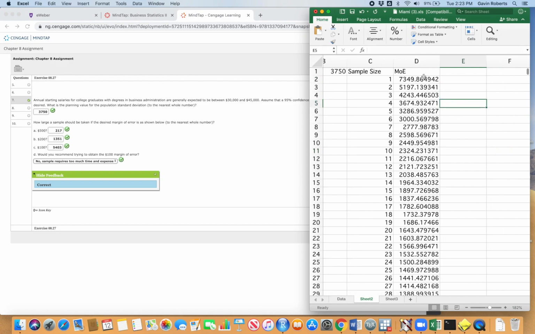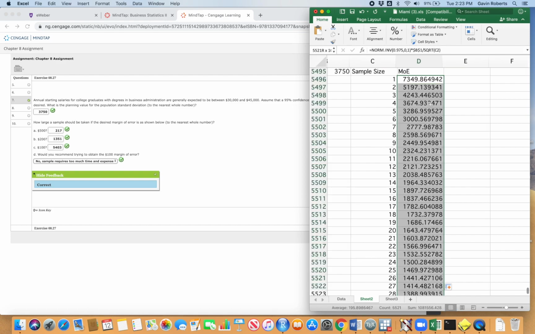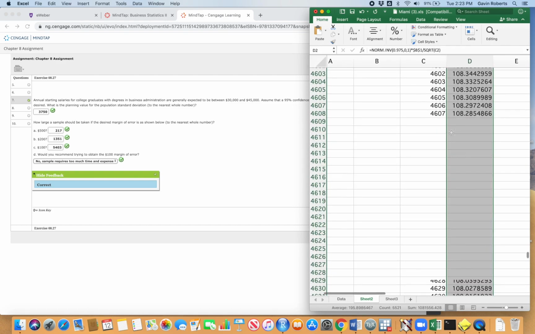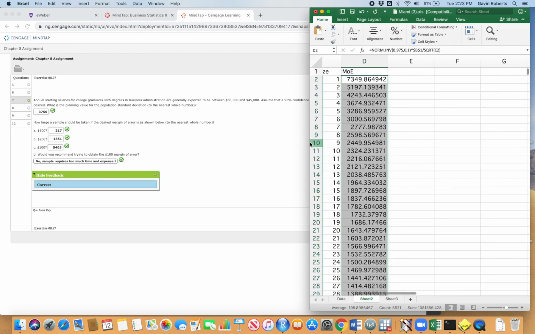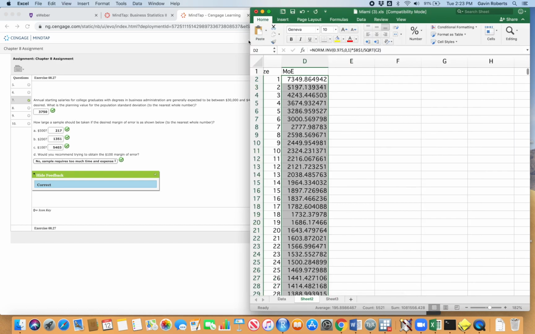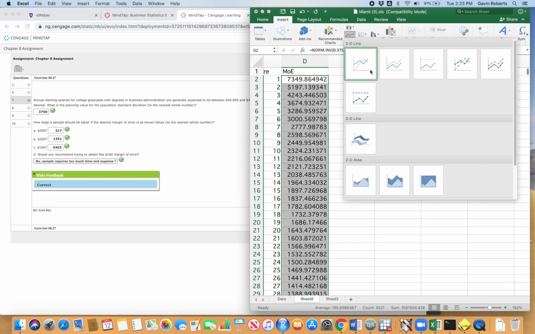There's some cool things we could check out. We could see what happens to the margin of error. Check this out. Look how cool of a calculator this is. Oh, it did it. It's mad because we made so many. Insert, line.